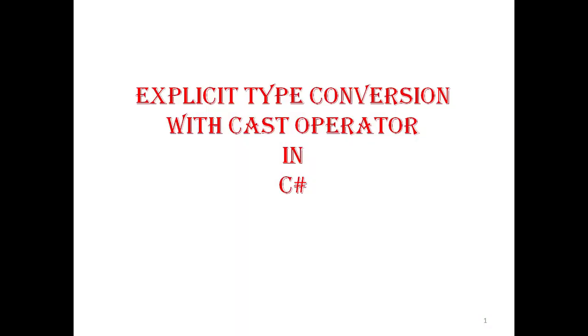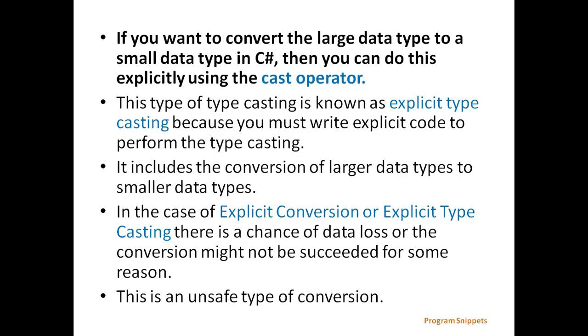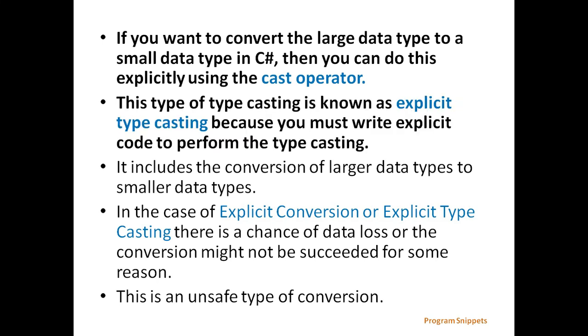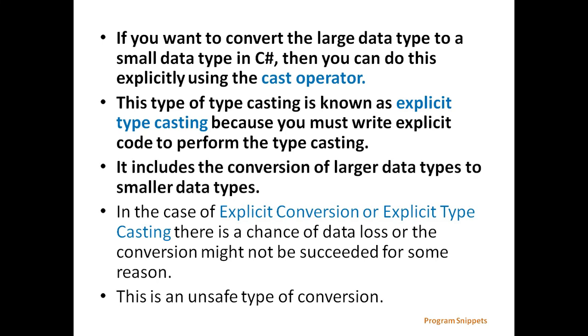Here we will see explicit typecasting with the cast operator in C#. If you want to convert a large data type to a small data type, then you can do this explicitly using the cast operator. This type of casting is known as explicit typecasting because you must write explicit code to perform the typecasting. It includes the conversion of a larger data type to a smaller data type.